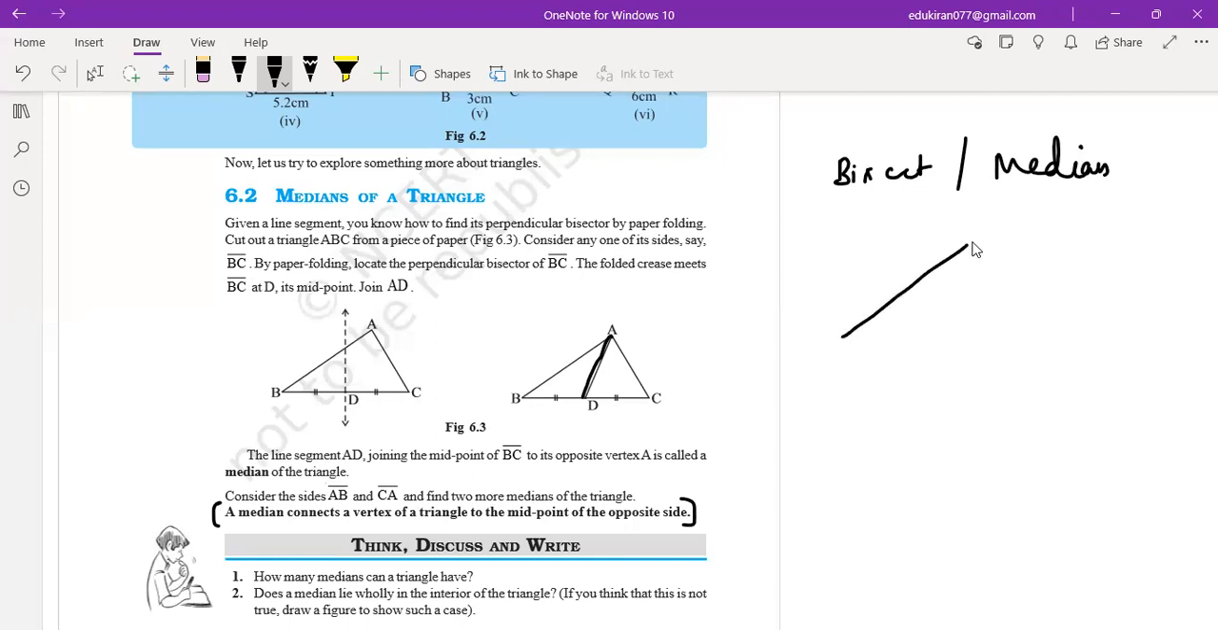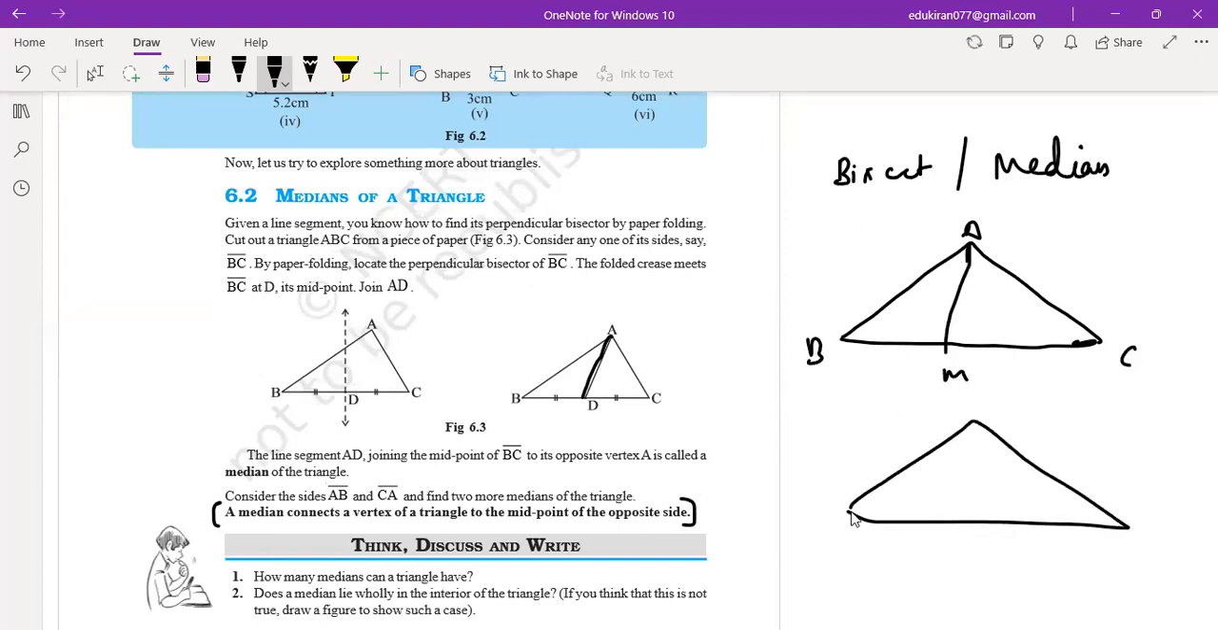Median is basically, for example, if this is a triangle, right? A median connects a vertex to the midpoint of the third side of the triangle. Clear? See, this is A, this is B, and this is C. So this AM is a median. If it starts from here and goes to the opposite side, now BM is the median, right?